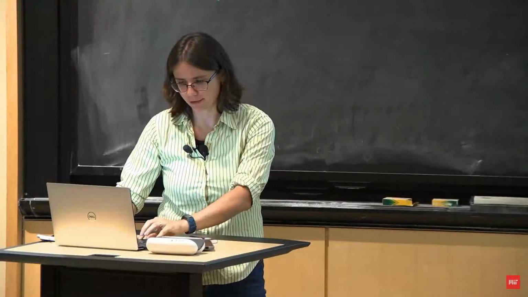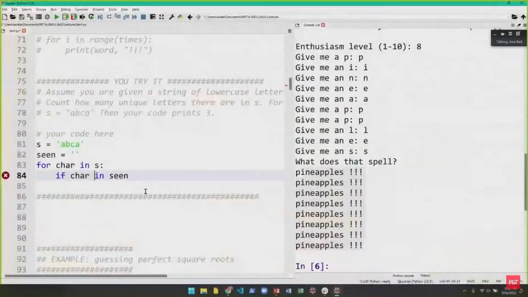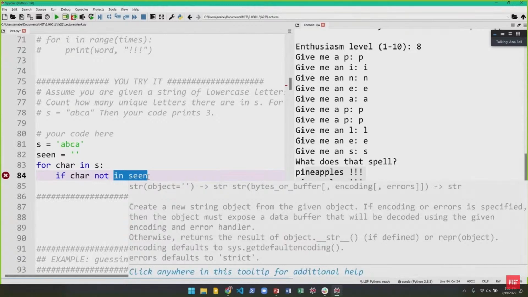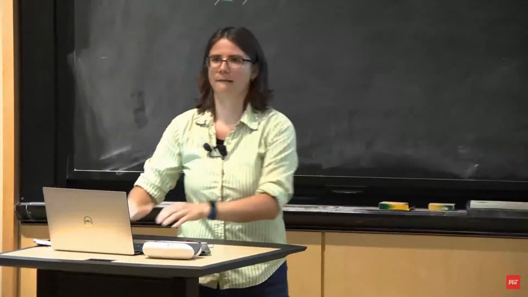So if you want to say if it's not in scene, we can just say if char, or car, however you pronounce it, is not in scene. So that takes the inverse of true or false, whatever this is, right? Because in scene will either be true or false, and not that will be false or true. Right? So that's perfect.